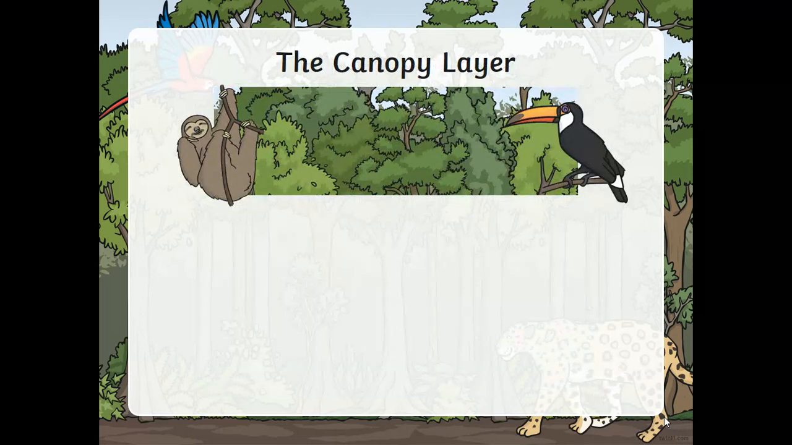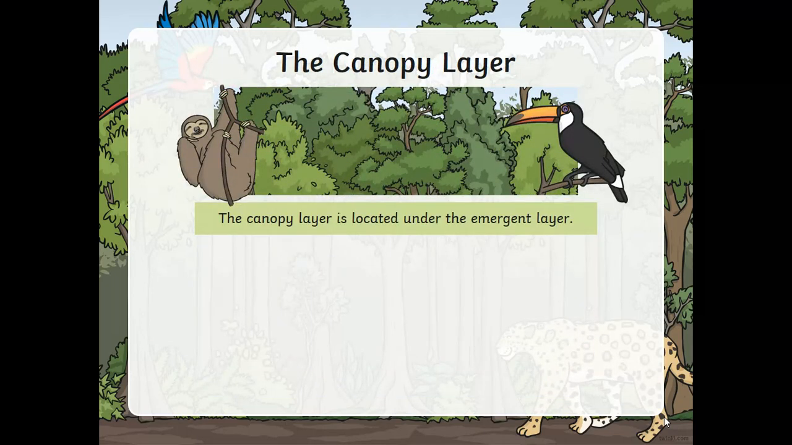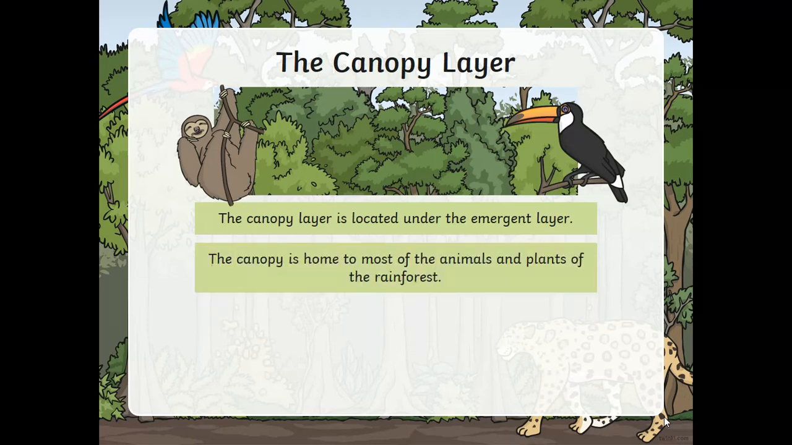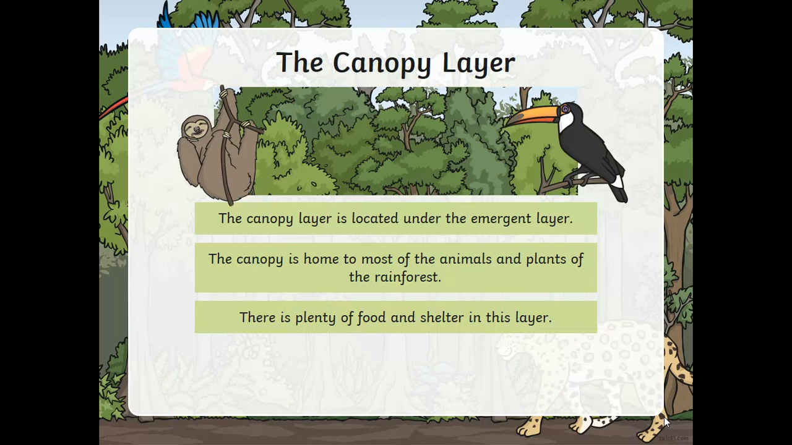Okay, the canopy layer. The canopy layer is located under the emergent layer, so that's the bit underneath it. The canopy is home to most of the animals and plants of the rainforest. So most of them live there. Most of the plants can grow there. There's plenty of food and shelter in this layer.